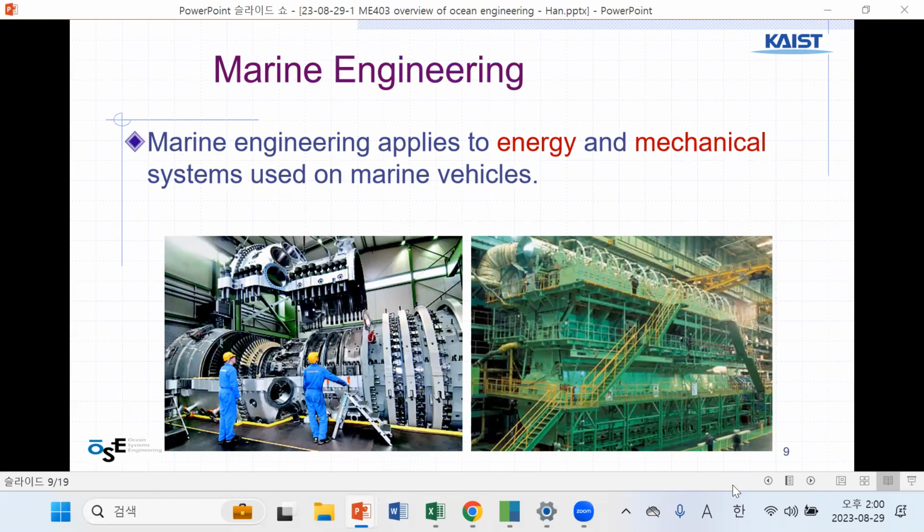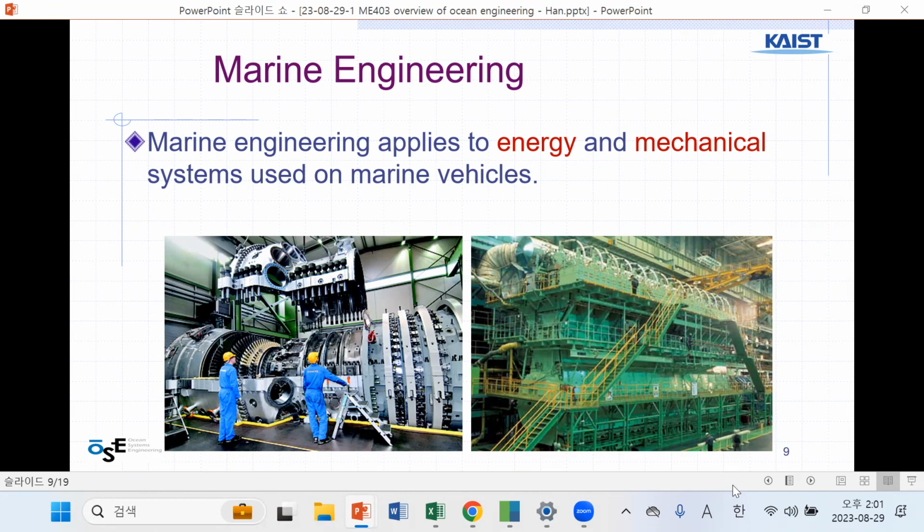Engine, say 200 years ago, they started to use engines in ships. Marine engineering applies energy and mechanical systems used in marine vehicles. Okay, I guess this looks like a gas turbine, but a big one. Looks like a gas turbine or steam turbine, probably. But anyway, a turbine used for a power plant, an electrical power plant, I guess. But it can be used for ships too.